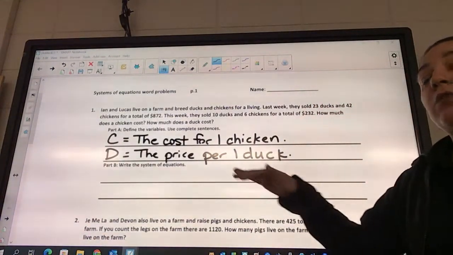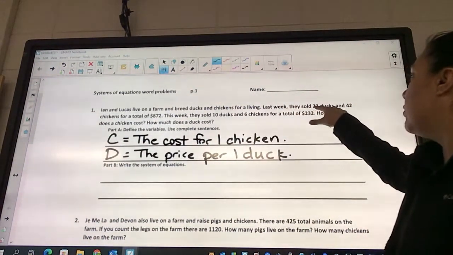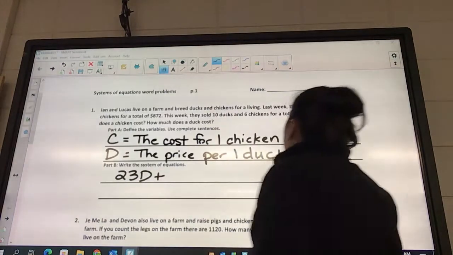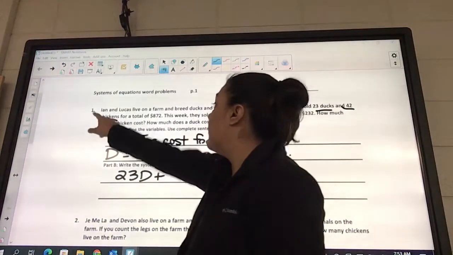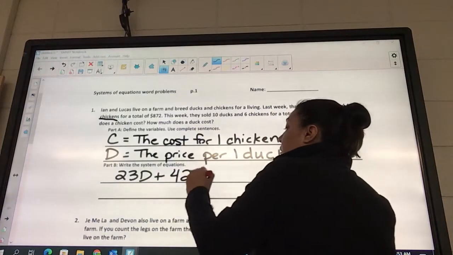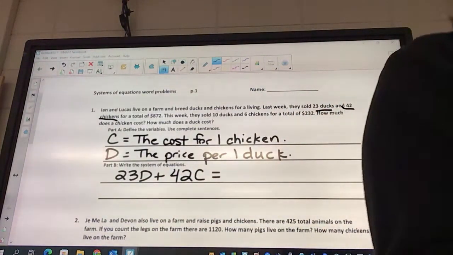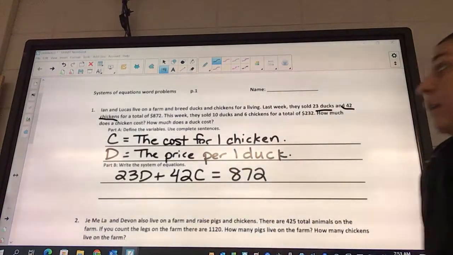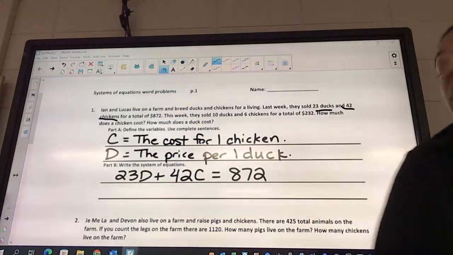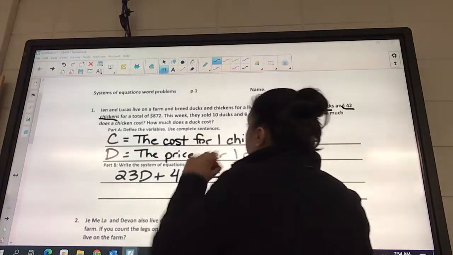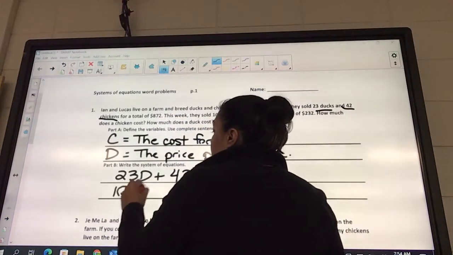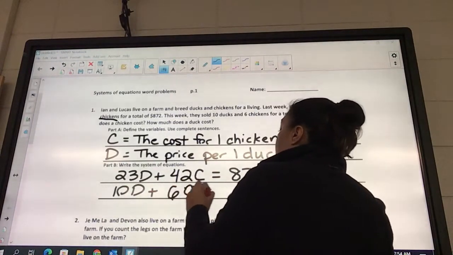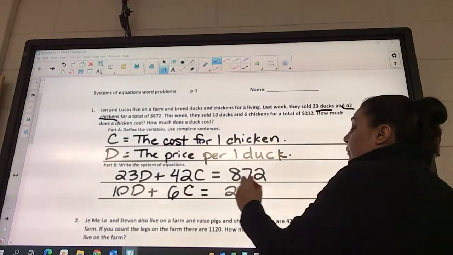Write the system of equations. So what you need to do is go back through and start reading. So last week they sold 23 ducks. So you can say 23D plus, they also sold 42 chickens. For a total means equals, for a total of 872. Okay, so that was last week. This week, they sold how many ducks? 10 ducks, so we're going to say 10D plus 6 chickens equals 232.